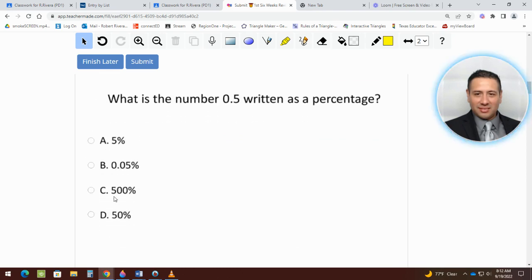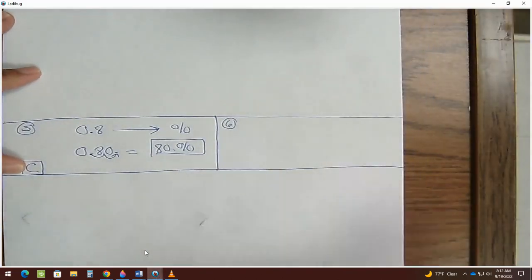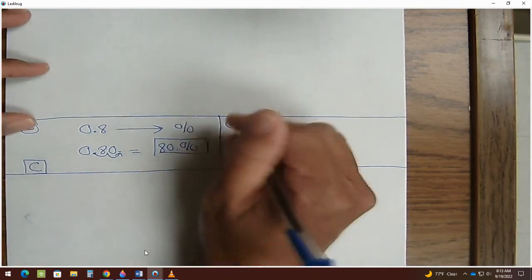So guess what you're going to do at home? Number 6. And it should be the same amount of space, more or less. Let me show you what I did over here. The other side, it should take you the same amount of space. That's the same amount of work. This would be for homework.